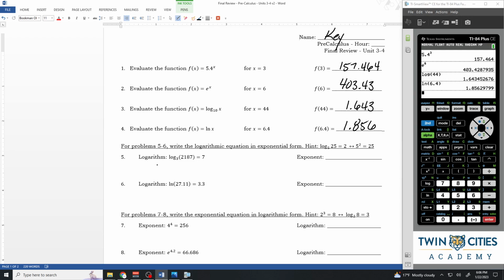So when I look at this logarithm, log base 3 of 2,187 equals 7. The base of my logarithm is the base of my exponent. So 3 to what power? Left to right, right to left. 3 to the 7th power is equal to 2,187.